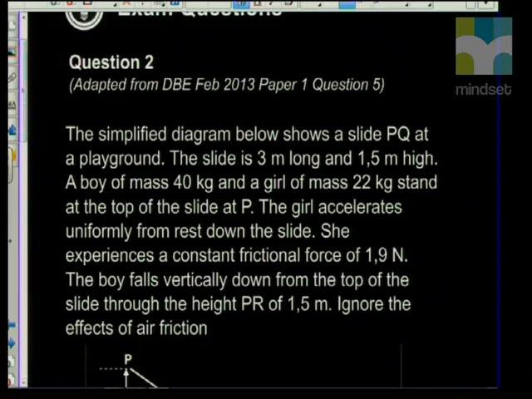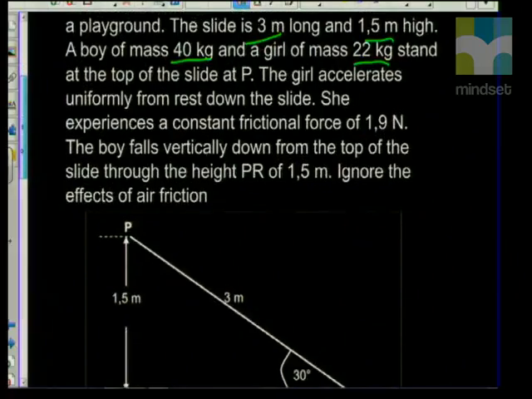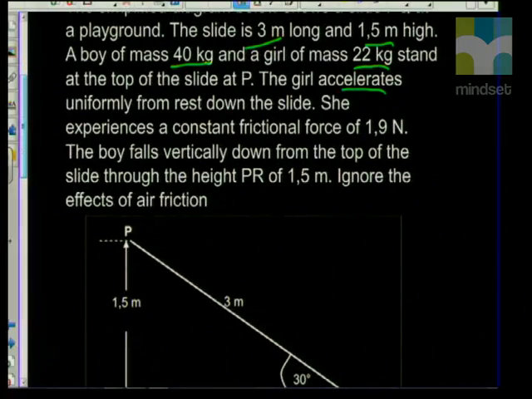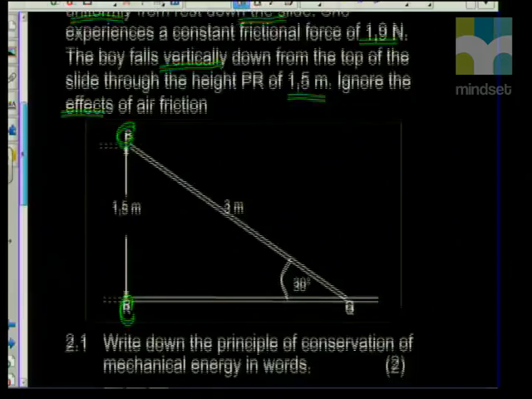So question number 2 says, we have a simplified diagram below of a slide and a boy and a girl. The slide is 3 meters long and 1,5 meters high. The boy has a mass of 40 kilograms. The girl has a mass of 22 kilograms. The girl accelerates uniformly from rest down the slide. She experiences a constant frictional force of 1,9 newtons. The boy falls vertically. He just decides to take a jump from the top of the slide through the height PR. So from that position to that position, he goes straight down 1,5 meters. We're told to ignore the effects of air friction.